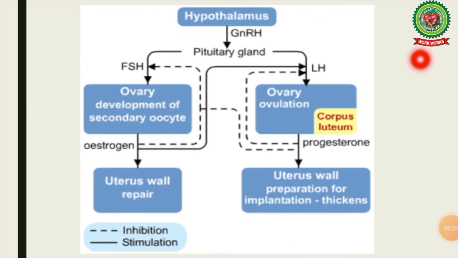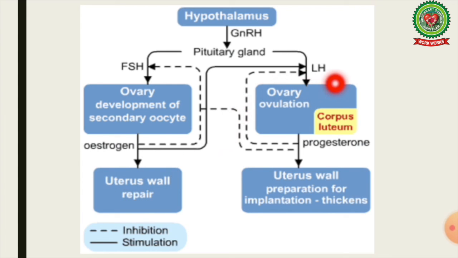In this image, we can easily understand the hormonal control of oogenesis. Hypothalamus releases gonadotropin releasing hormones that stimulate the anterior pituitary gland to release its two hormones, first one FSH and second one LH. FSH acts on the developing ovarian follicles in the ovary and stimulates the maturation of primary, secondary and tertiary follicles. The follicles produce the hormone estrogen, which is essential for the uterus wall repair.